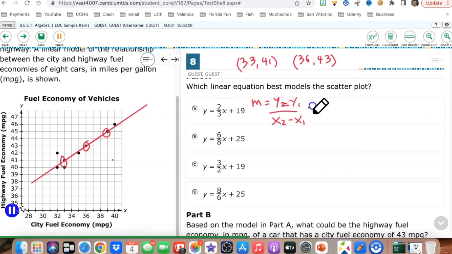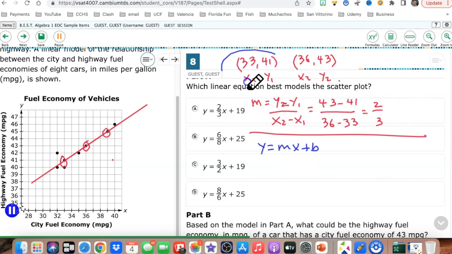All right. x1, y1, x2, y2, label. Don't make mistakes because you didn't label. So 43 minus 41 divided by 36 minus 33. This gives you 2 on the top and this gives you 3 on the bottom, and it's positive because my line is going up from left to right. Okay, once you have the slope, you use the slope and one of those points to plug it back in.